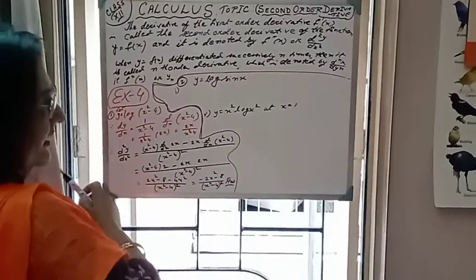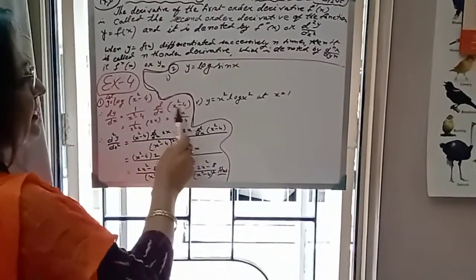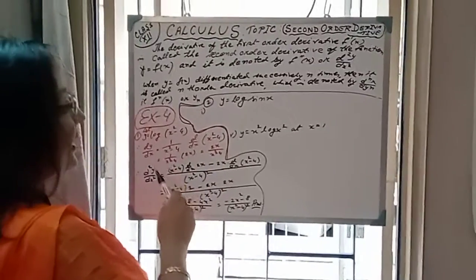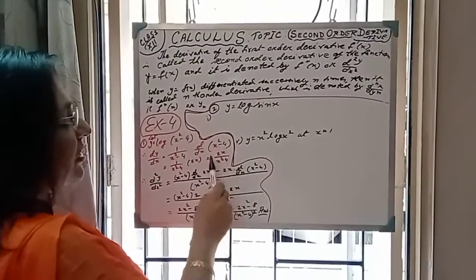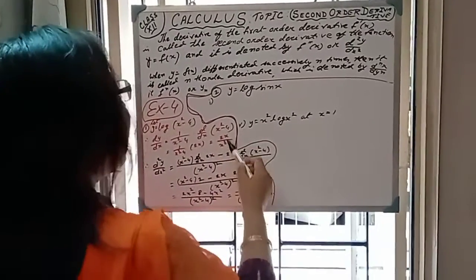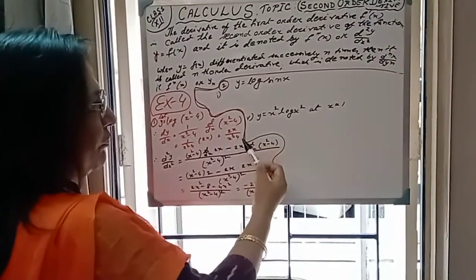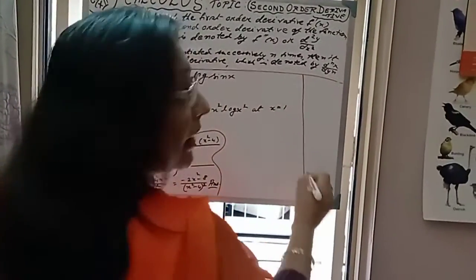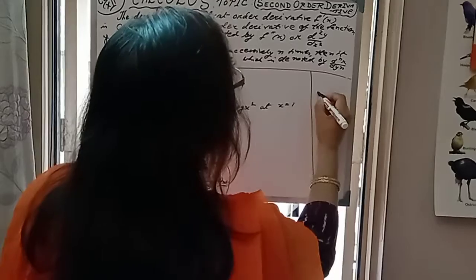Now d2y/dx2 we have to find out. dy/dx means f dash x is 2x by x square minus 4. Now this function again has to be differentiated with respect to x. Now this function is what? u by v rule. What is u by v rule? Already we know the u by v rule.